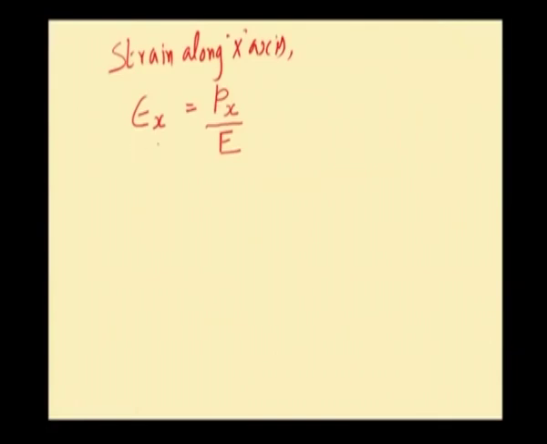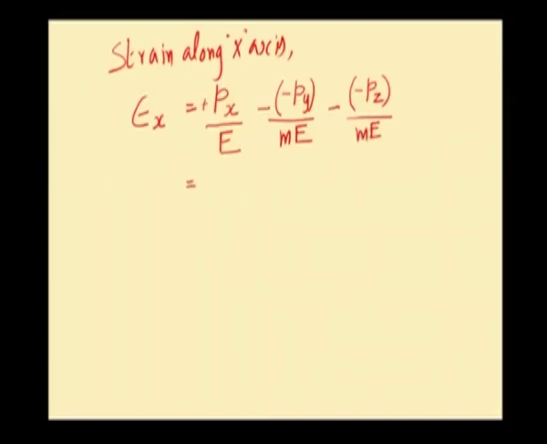Now, for this equation, that is for the strain along x axis, P x divided by E, P x is positive because of tensile stress, minus P y is compressive in nature. So, we will be having minus P y divided by mE, minus of P z. P z is once again compressive in nature. So, we will be having another minus sign here, minus P z divided by mE.